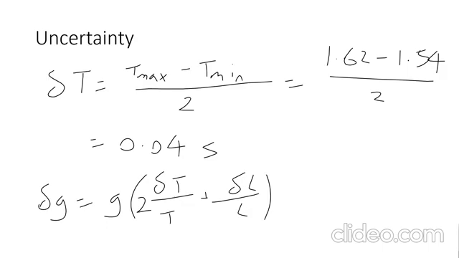The uncertainty for gravity is equal to twice the relative uncertainty for period, because the value is based on period squared, added to the relative uncertainty of length, with the absolute uncertainty for length being 0.001 meters, based on the smallest increment on the meter stick. And all of this is multiplied by gravity to find the absolute uncertainty for gravity.